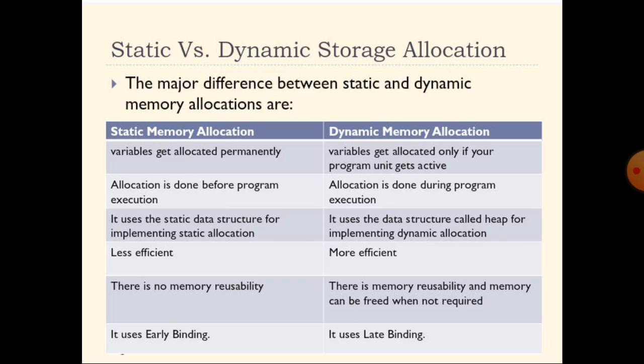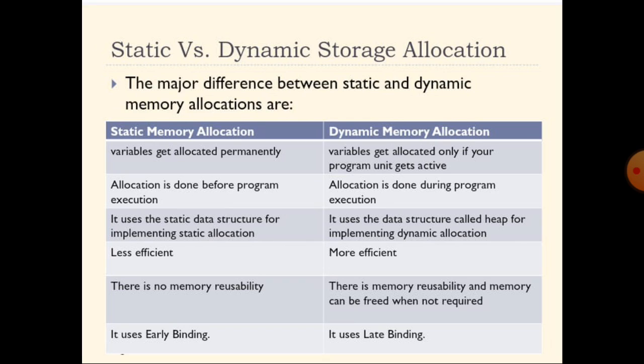First of all, we can discuss static versus dynamic storage allocation. The major differences between static and dynamic memory allocation. In static memory allocation, the variables get allocated permanently. But in dynamic memory allocation, variables get allocated only if your program unit gets active. And in static, allocation is done before program execution. And in dynamic, allocation is done during program execution.